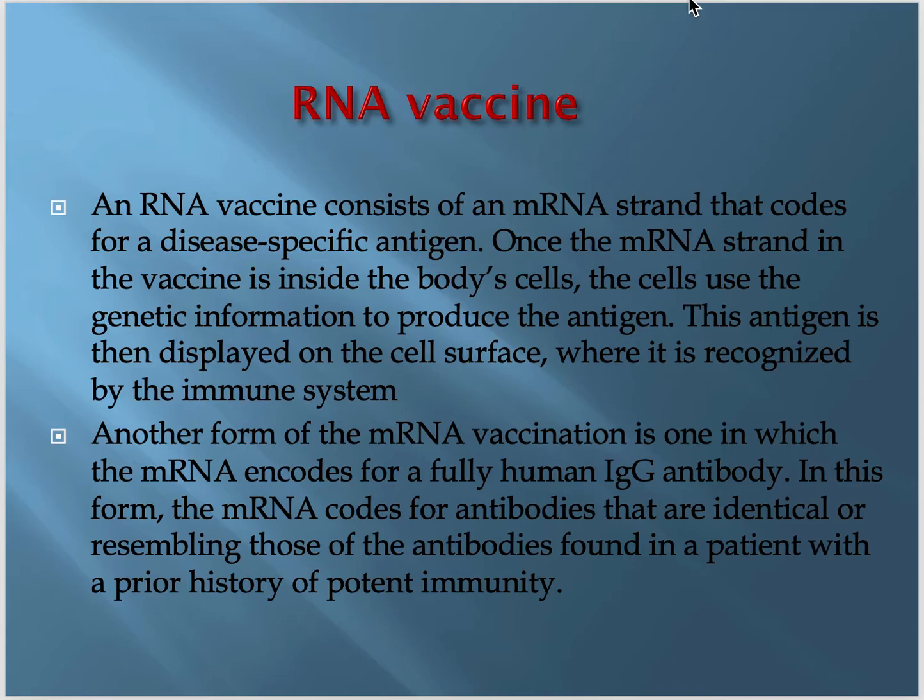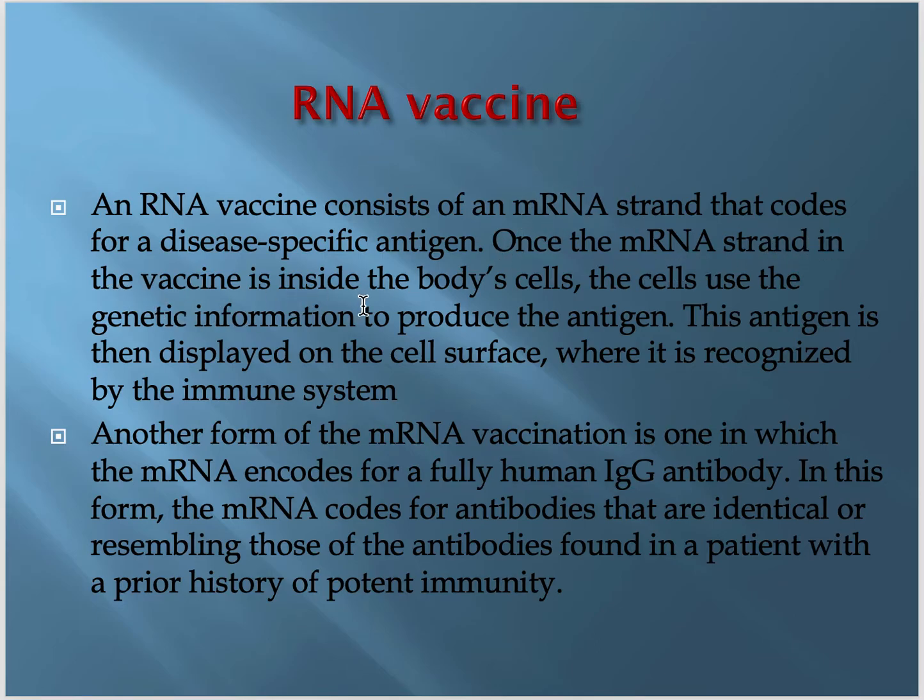In an RNA vaccine, as in the DNA vaccine where DNA is used as a vaccine, the messenger RNA strand that encodes a disease-specific antigen is used as the vaccine. That means messenger RNA is used as the vaccine candidate.